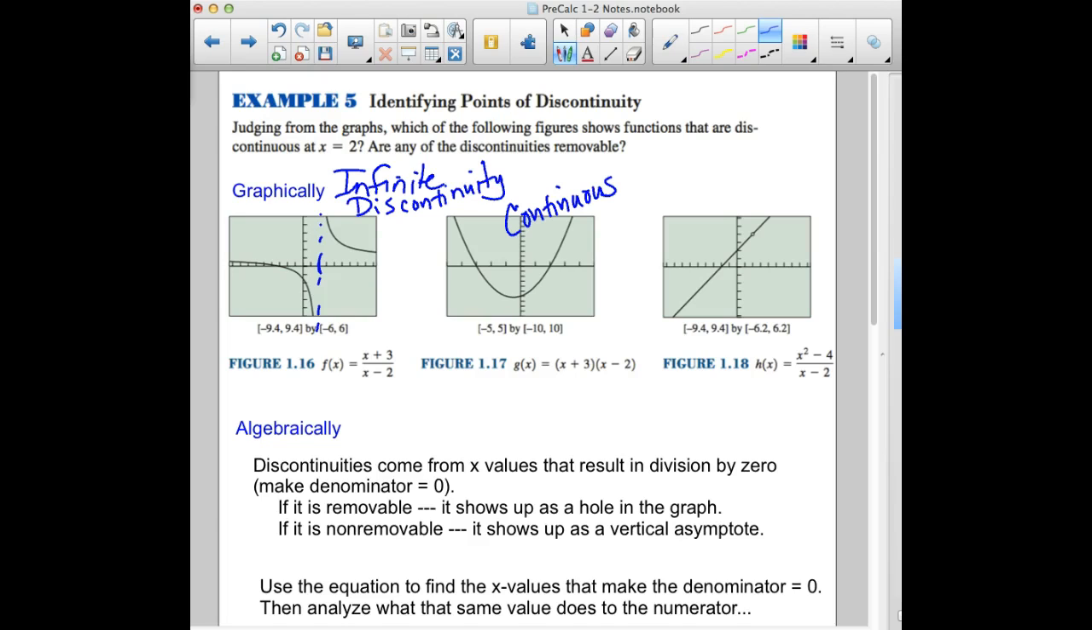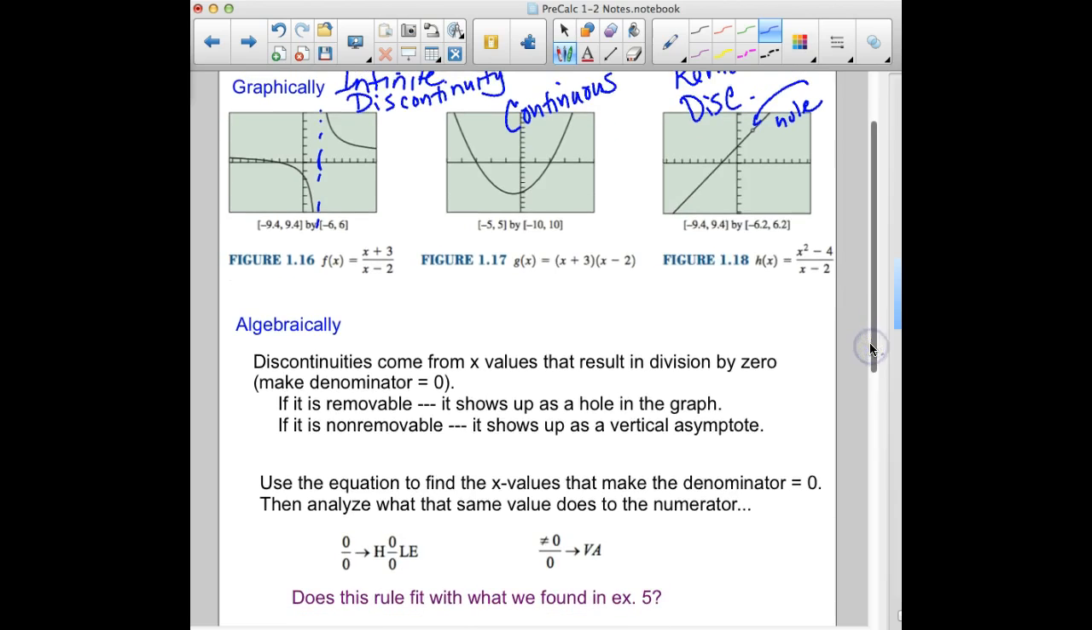How about our third picture? It is a removable discontinuity, yes? We have a hole right there. Now, last year you probably learned about vertical asymptotes and holes in your graph, and you looked at the equations and said, why is it a hole versus a vertical asymptote? If we were to factor this, what would the top factor into?